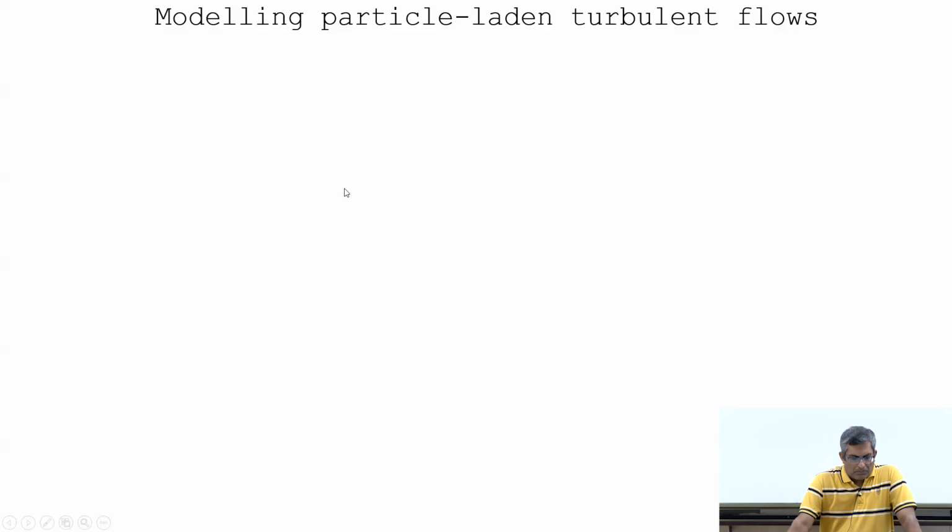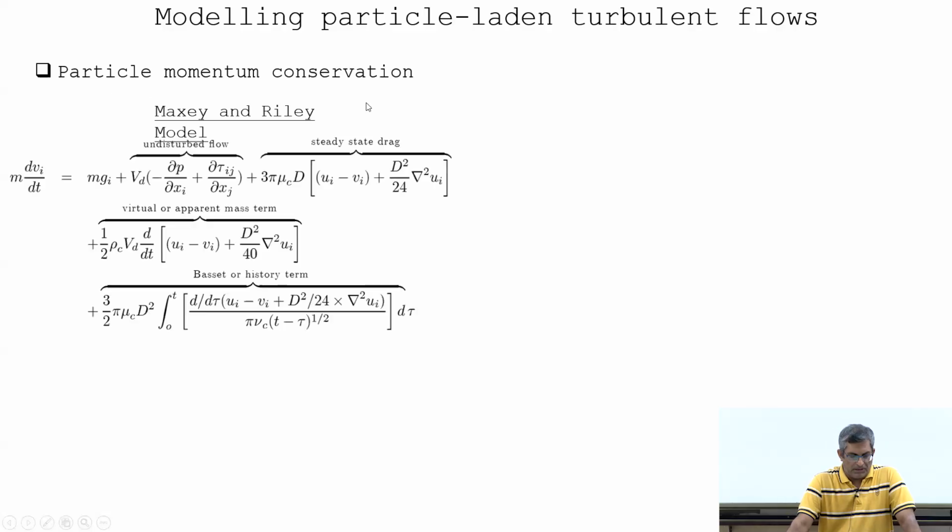So, again we have to revisit the particle equation of motion. To start with, we consider the particle momentum conservation equation, which is the Maxey-Riley model. We have already discussed this. So, here the force on the particle is basically the summation of gravitational force, force due to the undisturbed flow, then steady state drag, which has two components, one is Stokes drag, one is the friction forces. Then we have virtual or apparent mass term, and then the history term.